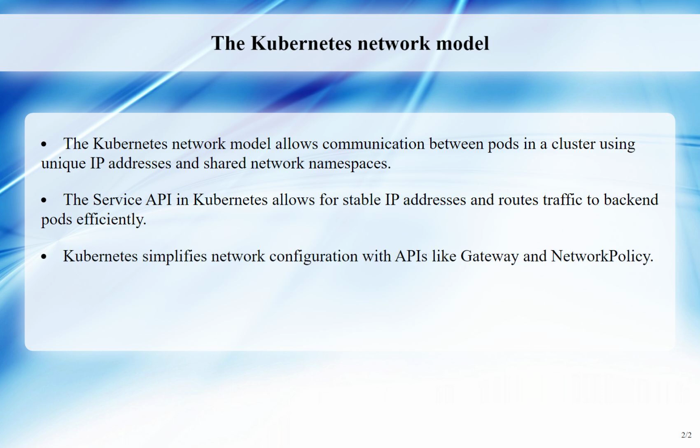The Gateway API, or Ingress, enables services to be accessed by clients outside the cluster. The Network Policy API controls traffic between pods and external entities. Kubernetes eliminates the need to explicitly create links between containers on different hosts, allowing for port allocation, service discovery, load balancing, and application configuration without additional setup.